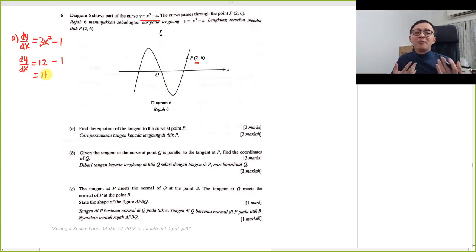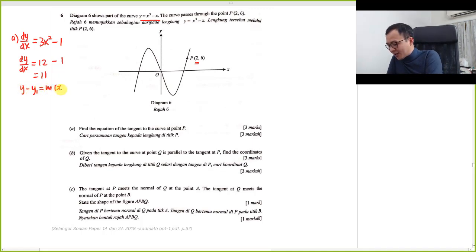Then the third step, we form the equation by using y minus y1 equals m(x minus x1). I still have a lot of students who love to use y equals mx plus c to find the equation. Yeah, you can do that. You are always free to use the formula, as long as it's a straight line formula, should be good. But I prefer this one.